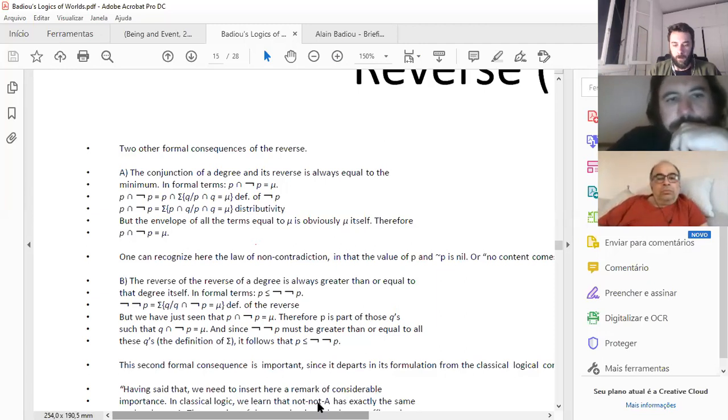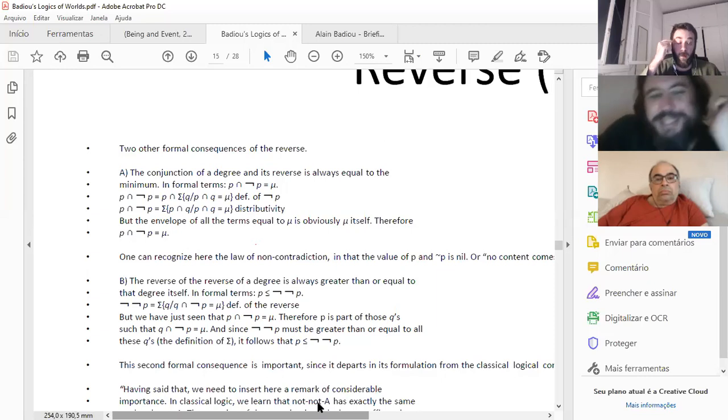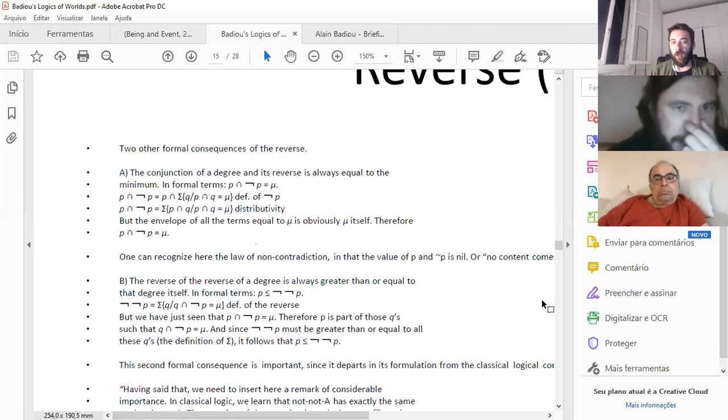Should I read this? These are just formulas, the formal consequences of the reverse. I just copied them in. It's kind of difficult to present this chapter because it's kind of tautological. But I don't think we need to go through all the formulas, just the facts that you get from this. The other consequences are useful to know. The conjunction of a degree and its reverse is always equal to the minimum. So you had a formula that is equal to the minimum, which is mu, right?